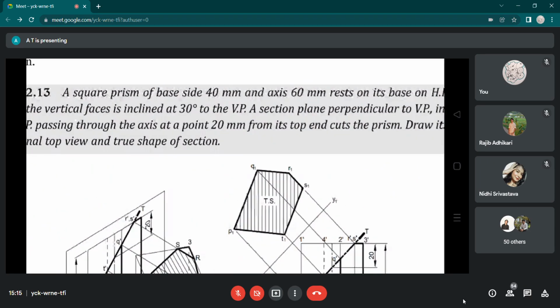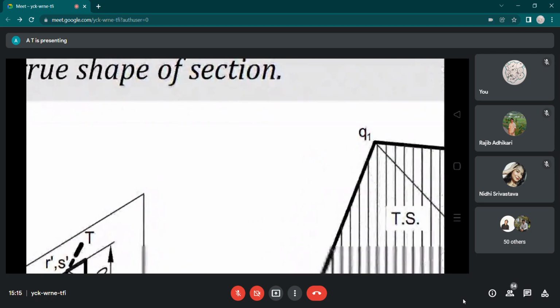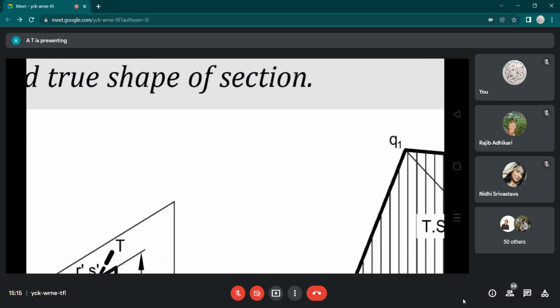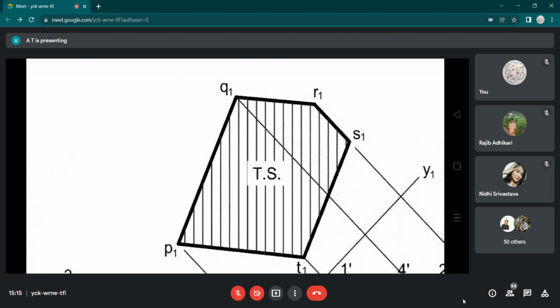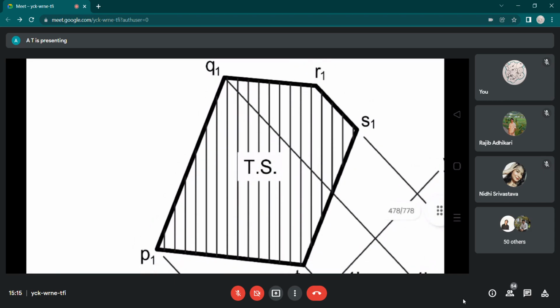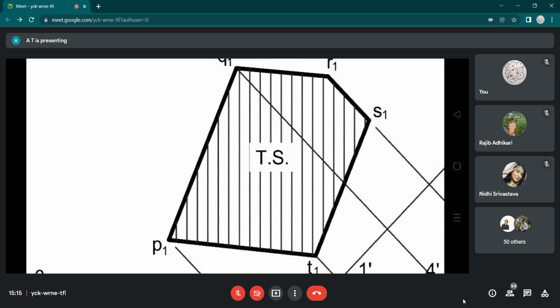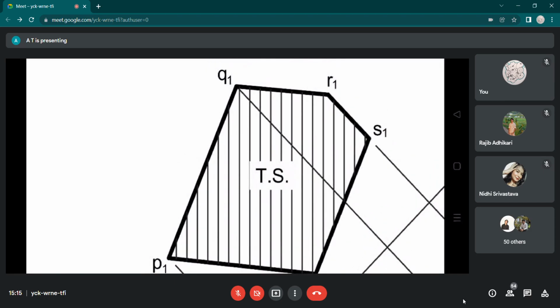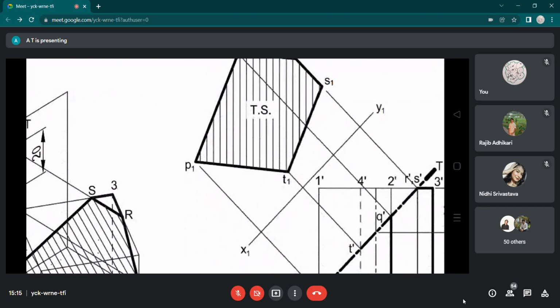But the last question is: find the true shape of the section. And this one is the true shape, P1, Q1, R1, S1 and T1. How to get this true shape of the section? That you will get in the auxiliary inclined plane. That's it.